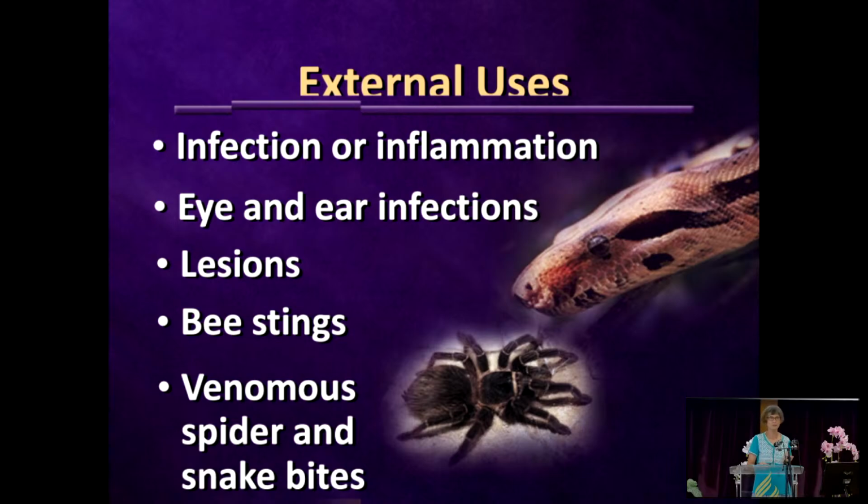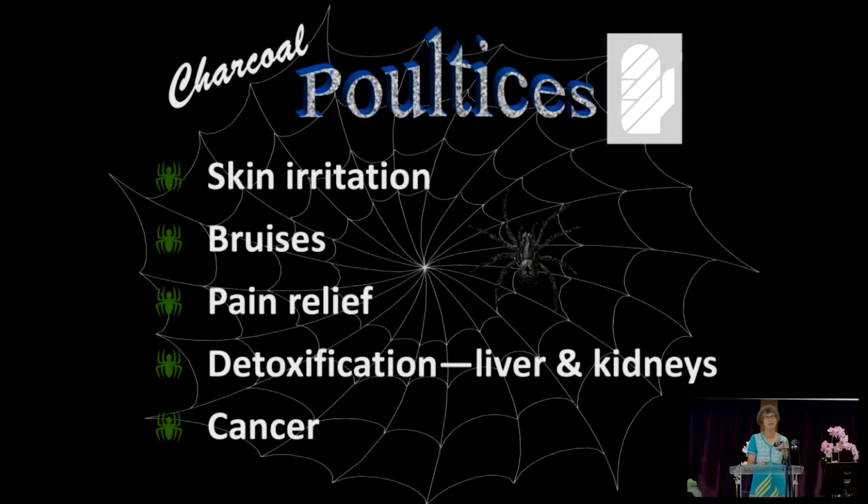Now we come to the poultice part of using charcoal. Where there is inflammation, where there is infection, whether eye, ear, or elsewhere, lesions of the skin, wounds, bee stings, poisonous snake bites, spider bites, all these problems, you can use charcoal poultice, okay? Even for skin irritation, for bruises, it helps relieve pain too. Like if you have inflamed gum, gingivitis, you can also use it. It really relieves the pain.